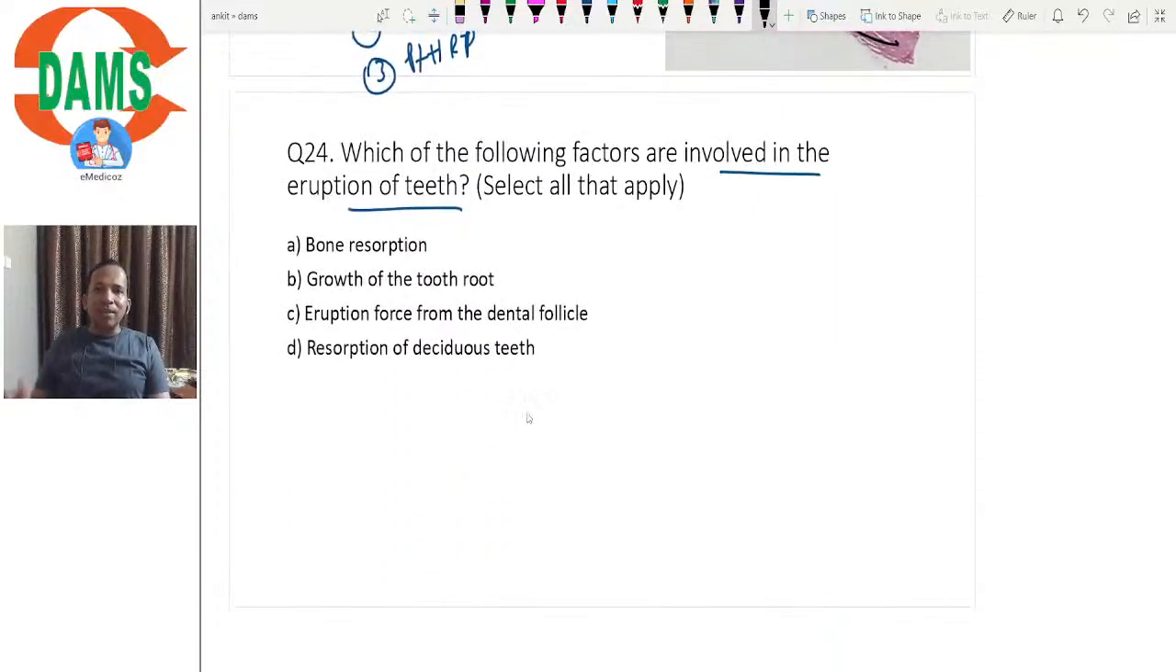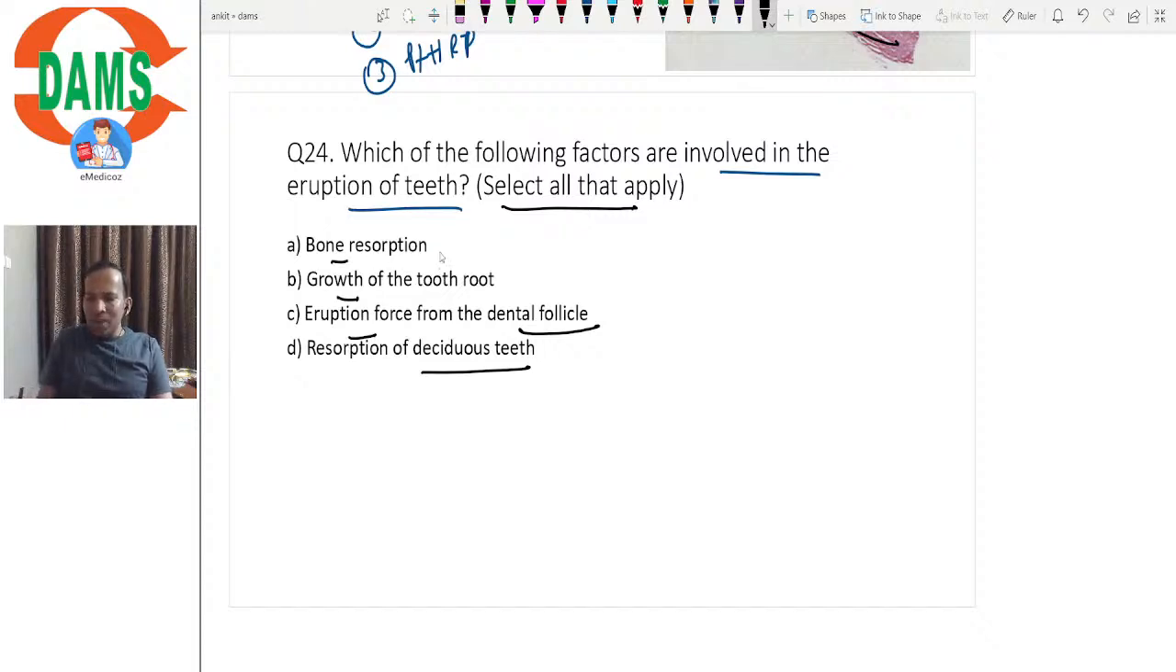So which of the following factors are involved in the eruption of teeth? दांत के eruption में कौन कौन से factors हमें help करते हैं? And again we have multiple options that can be correct. Option A is bone resorption, growth of the root, eruption force from the dental follicle, and resorption of deciduous teeth. So which of these factors do you think are applicable or are helpful or are the driving factors which help in the emergence or eruption of tooth? A, B, C and D. इसमें से तुम लोग थोड़ा आइडेंटिफाई करने की कोशिश करो.